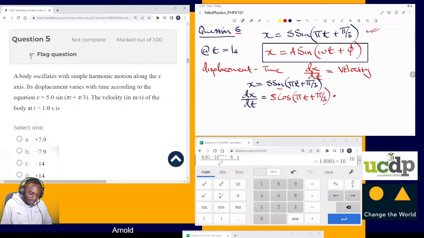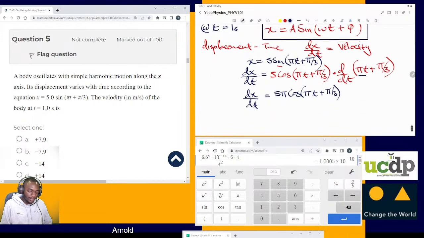And using the chain rule, this will be d over dt of pi t plus pi over 3. All right, and this will simplify to dx over dt, which is equals to, differentiate that expression, it will be pi. So that will be 5 pi cos pi t plus pi over 3.